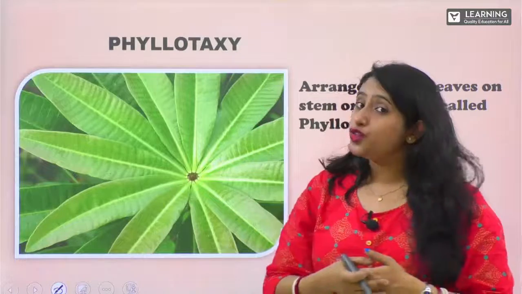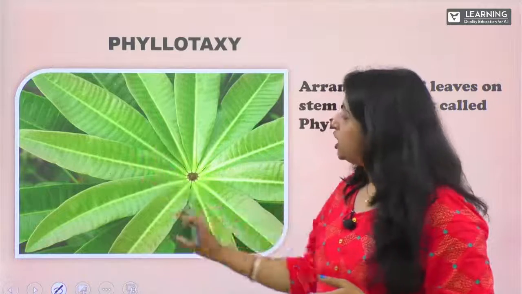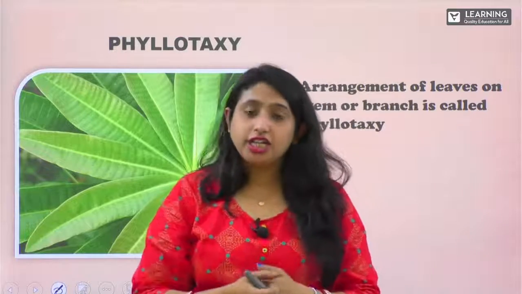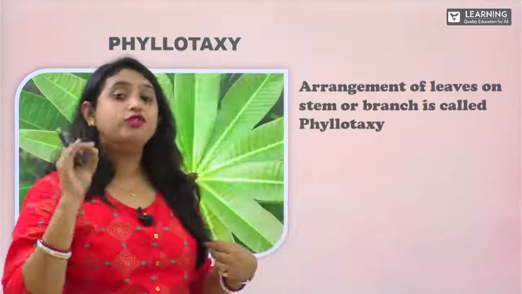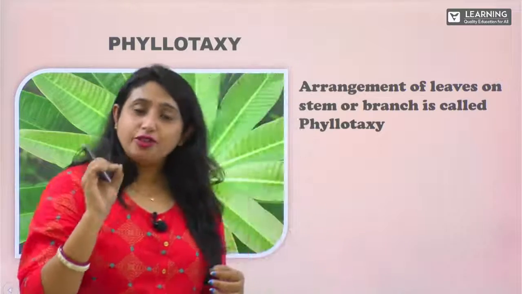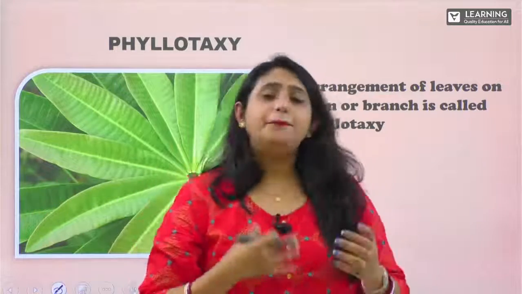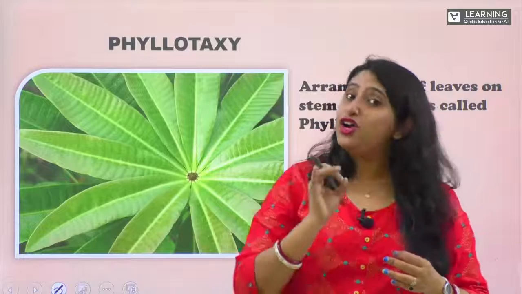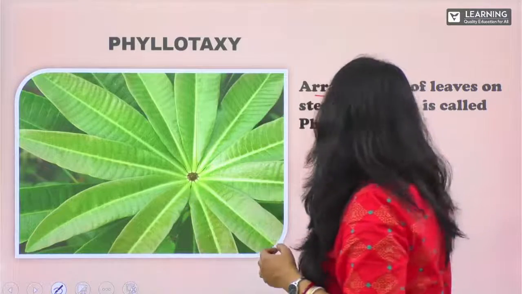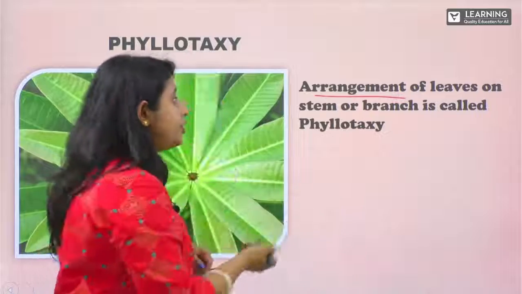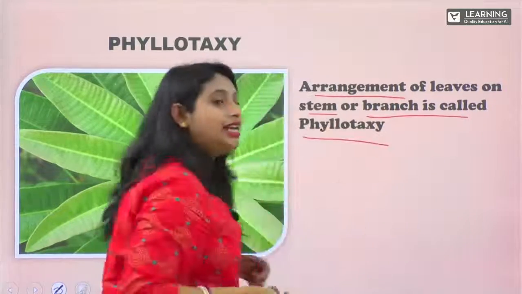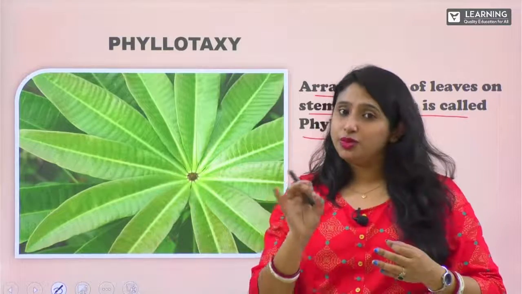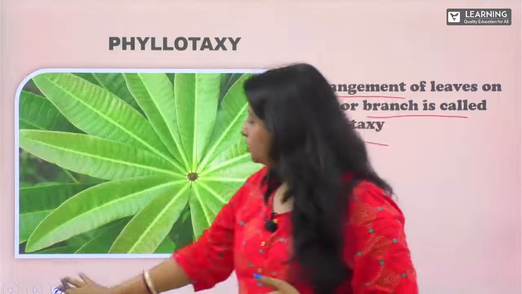Now what do you mean by this phyllotaxy? Here in this picture you can see how beautifully the leaves are arranged, isn't it? So what you have learned in venation is the arrangement of veins and veinlets, right? Arrangement of veins and veinlets is called your venation. But what is this phyllotaxy? It is very simple, that is the arrangement of your leaves on the stem or the branch, okay? So arrangement of the leaves on the stem or the branches is called your phyllotaxy.